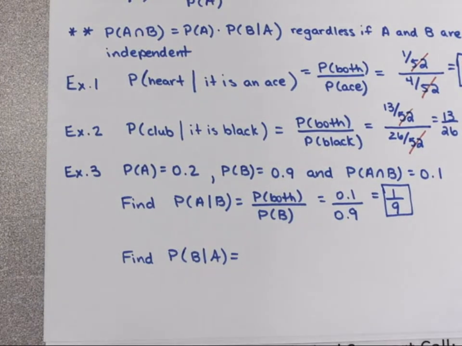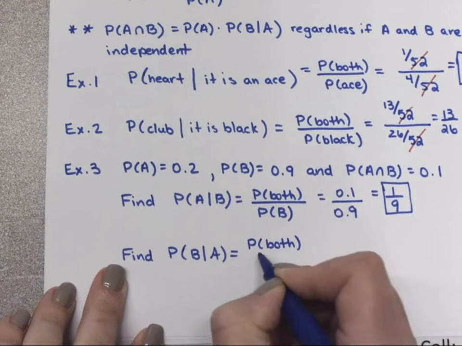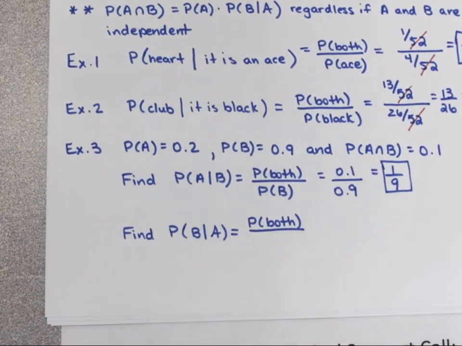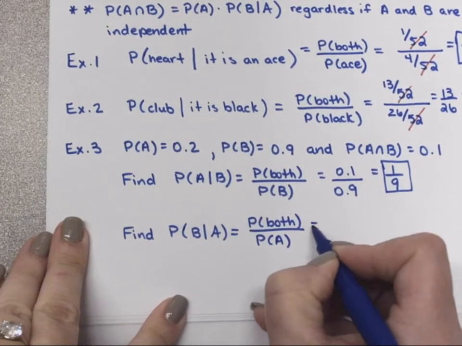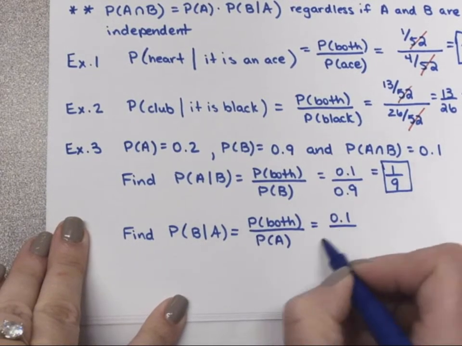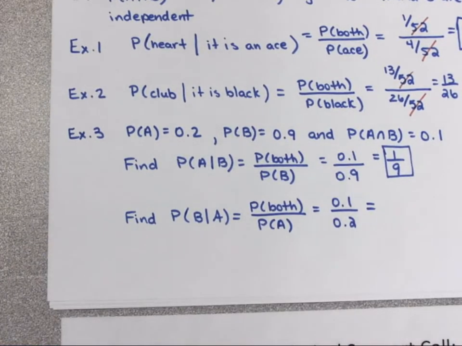Okay, so what about B given A? Notice the top would be the same, right? Because the top is the probability of both. But what should go in the denominator since we flipped the letters? The probability of A. So the probability of both was still 0.1, and the probability of A is 0.2. So what would this reduce to if you paid attention to what we did on the first one? 1/2.